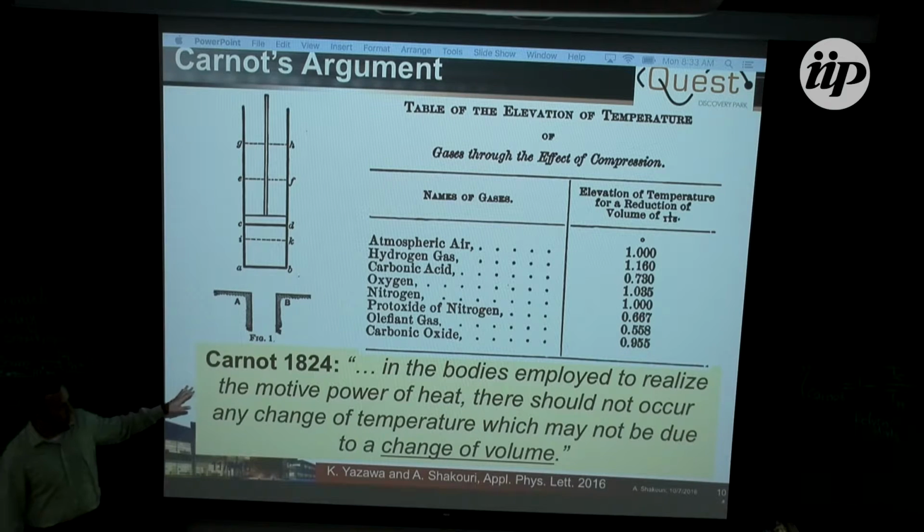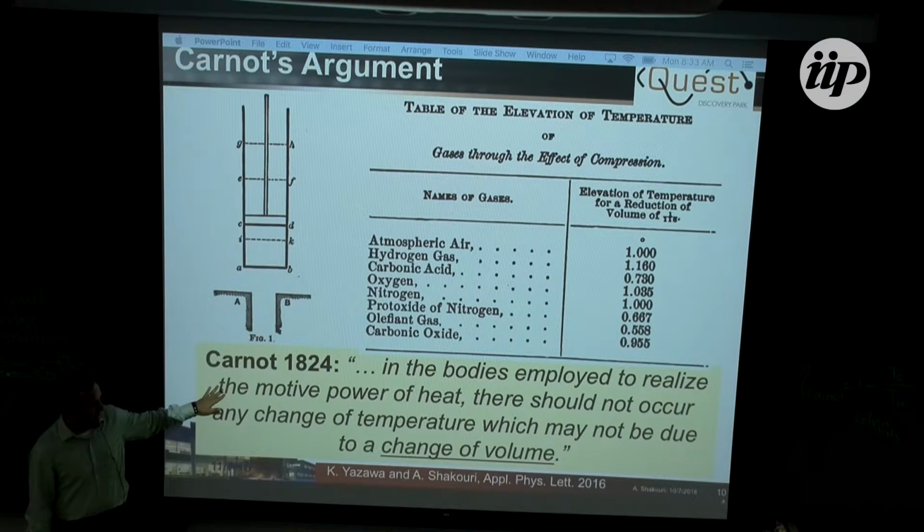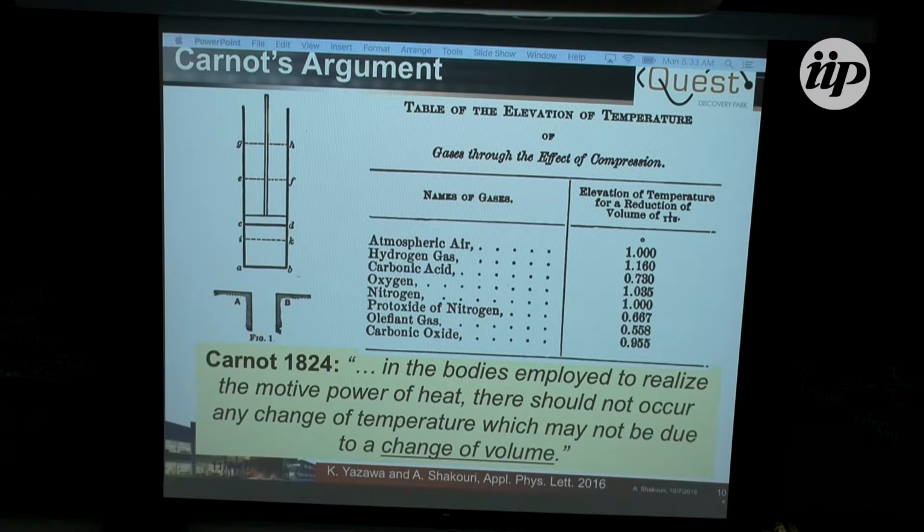In the bodies employed to realize the motive power of heat, there should not occur any change of temperature which may not be due to a change of volume. That's his intuition. Basically, what he said is that we know all these heat engines work by motion of heat from hot object to the cold object. Let's make sure every time heat moves, some volume changes, you do some work.